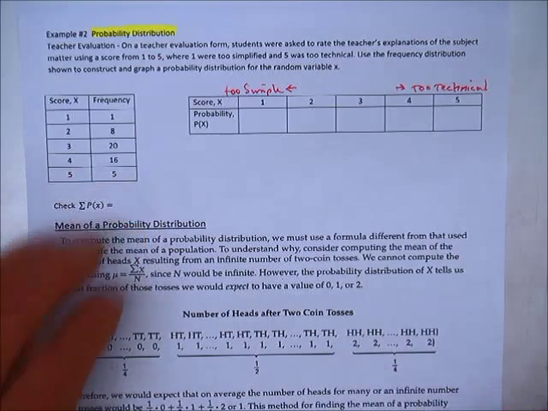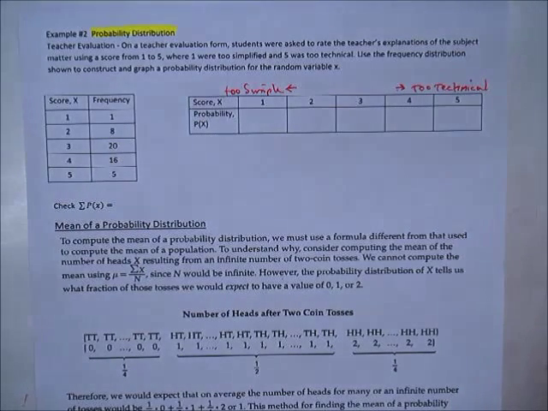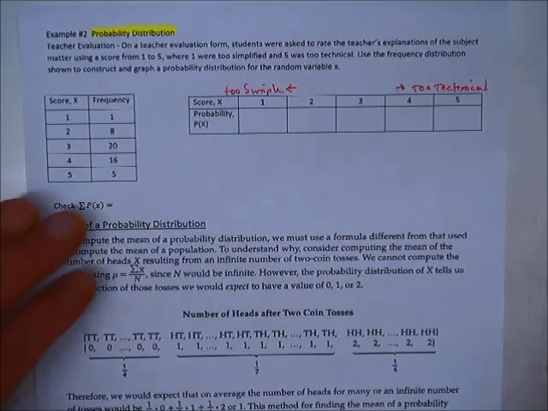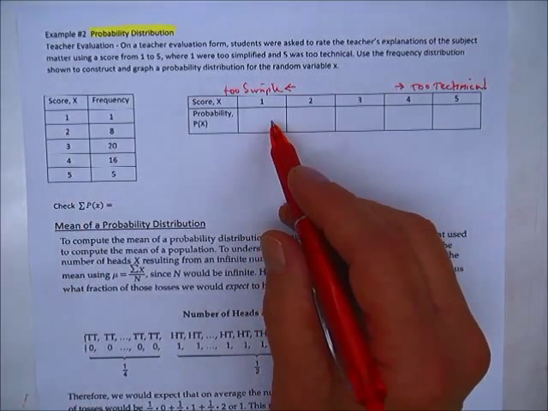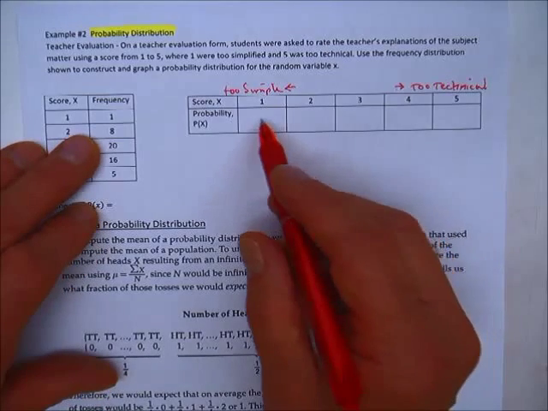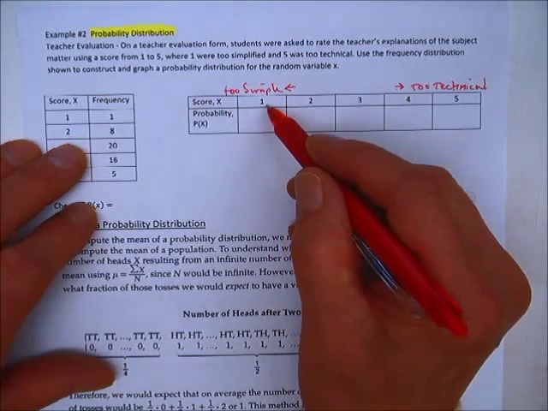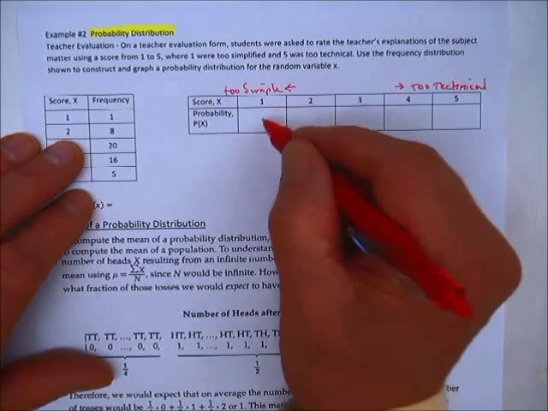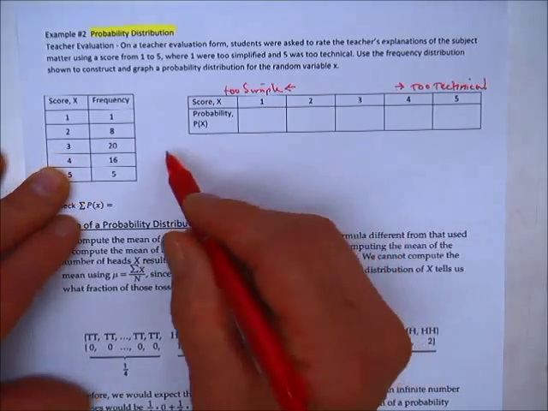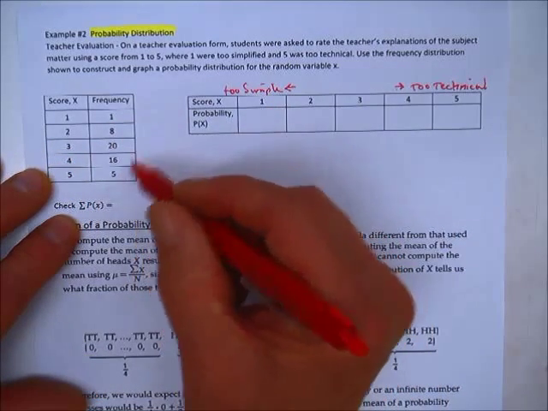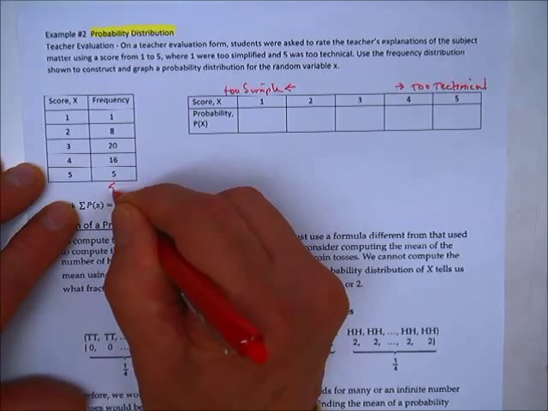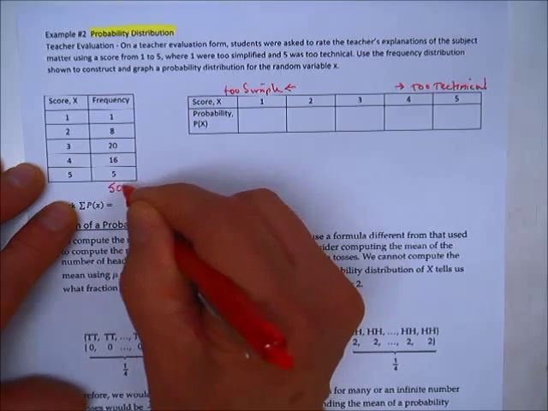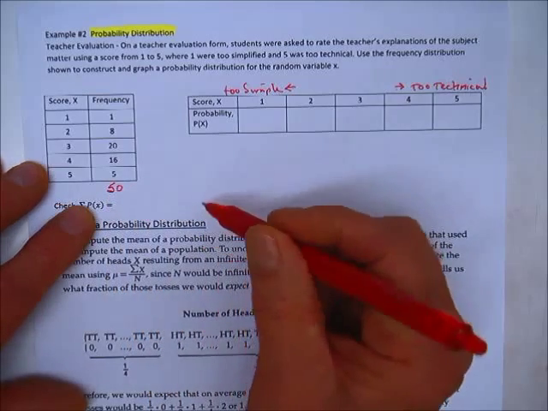Okay, so we're going to use a frequency distribution shown to construct and graph a probability distribution for the random variable x. X would be the score in this case. So we have, a number of people who scored 1, there was just one of them. Oh, by the way, we have to add up all the different frequencies to find out how many people actually did the evaluation. So there are 50 people.